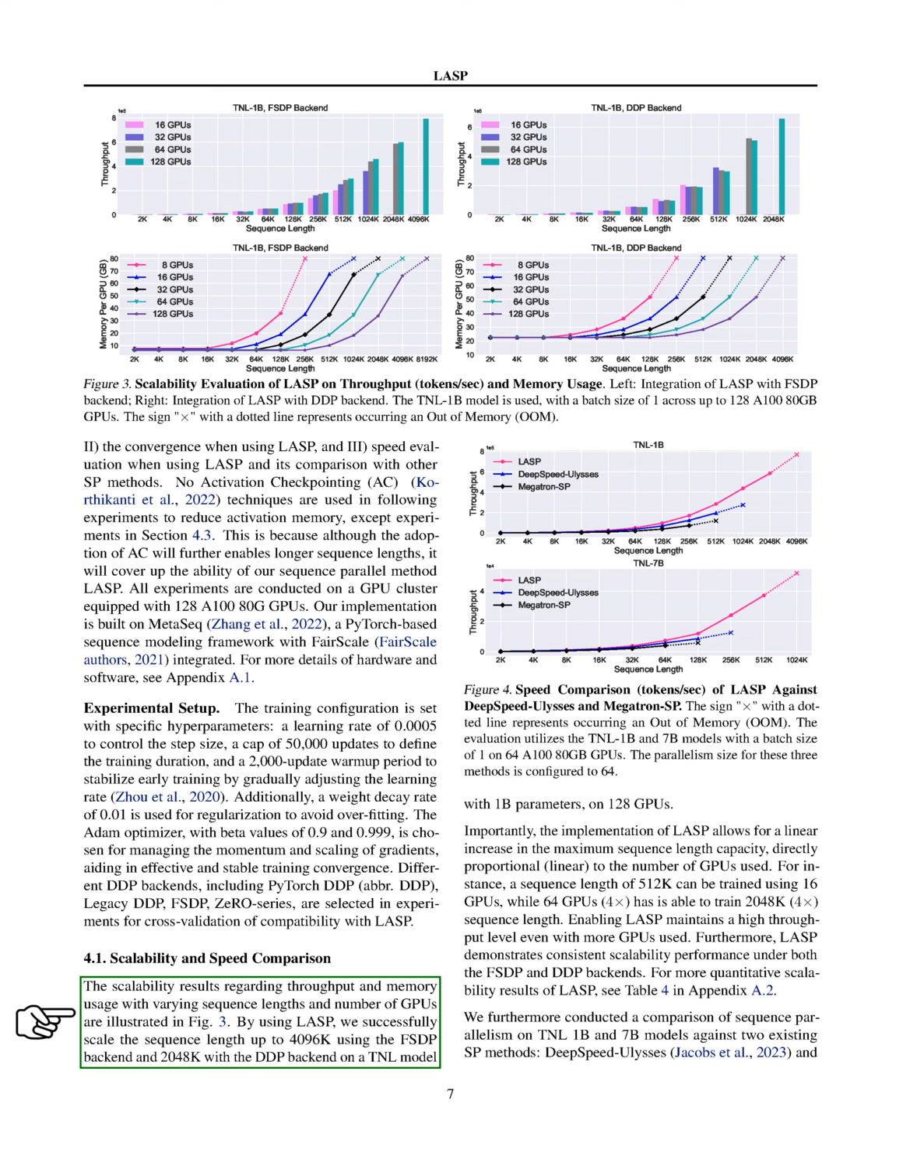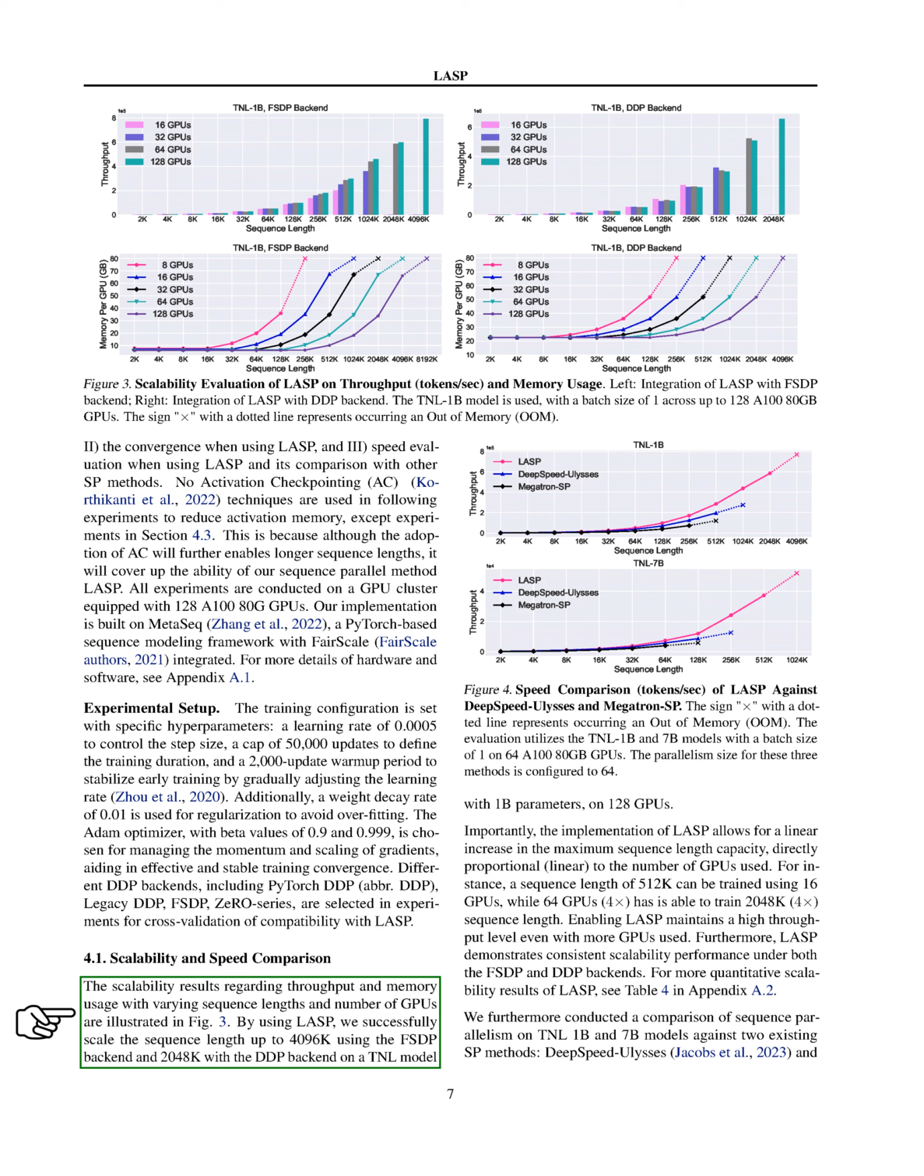For example, with 16 GPUs, we can train a sequence length of 512K, while with 64 GPUs, 4 times more, we can train a sequence length of 2048K, 4 times more. This linear scalability ensures a high throughput level even with more GPUs. Moreover, our experiments demonstrate that LASP maintains consistent scalability performance under both the FSDP and DDP backends.